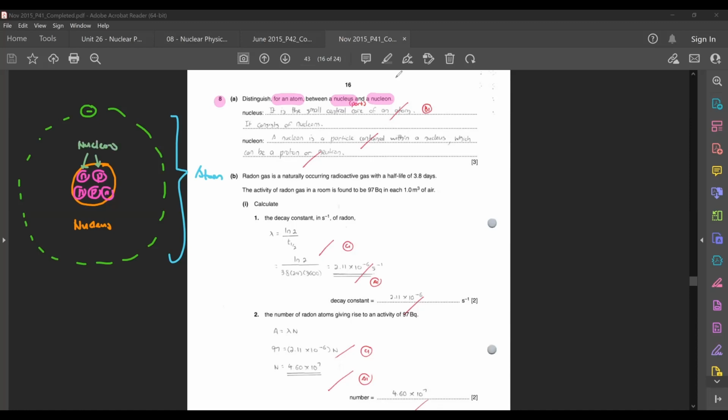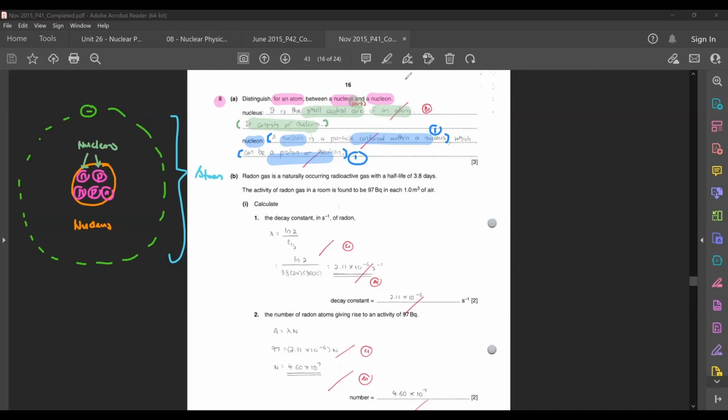Okay. So if you're talking about what is the nucleus, a nucleus is just the small central core of an atom, or small central part of an atom. It consists of nucleons. This statement here is actually not required, but I just write it for the sake of completeness. So next one is, what is actually a nucleon? A nucleon is a particle within a nucleus, which could be either a proton or neutron. Okay, so this one is worth 2 marks. 1 mark here, and then 1 mark here. All right, so this is pretty straightforward.